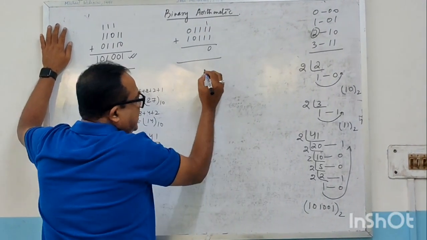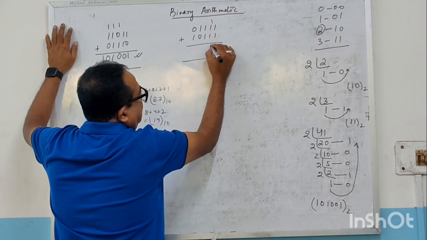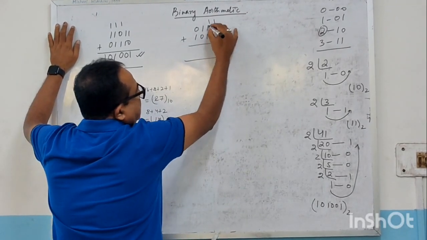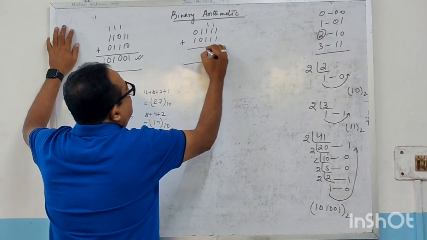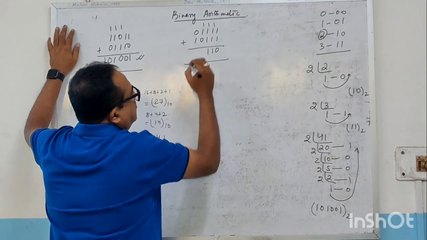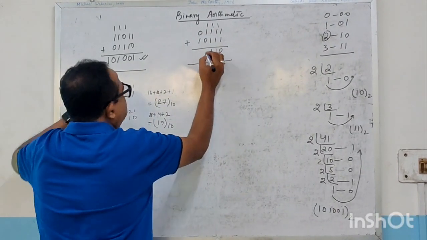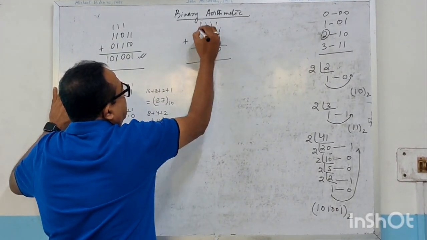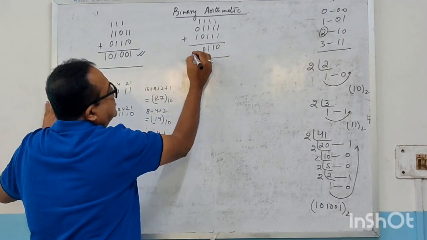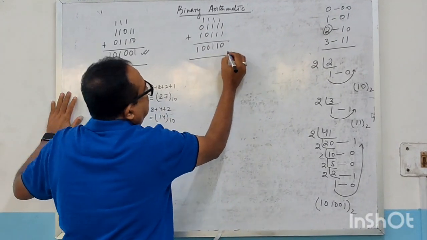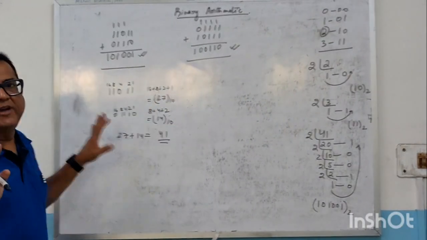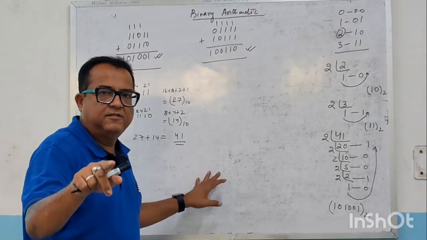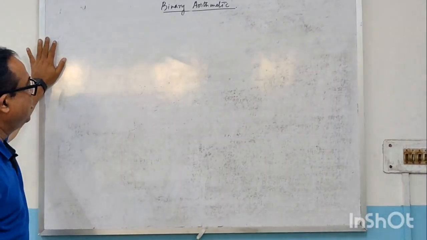1 plus 1 plus 1, 3. 3 means 1, 1. 1, carry 1. 1 plus 1 plus 1, again 3. 1, carry 1. 1 plus 1, 2. 2 means 0, carry 1. This is again 2 means 1, 0. So this is your answer. This is binary arithmetic. Okay? This will stop. Okay, children.